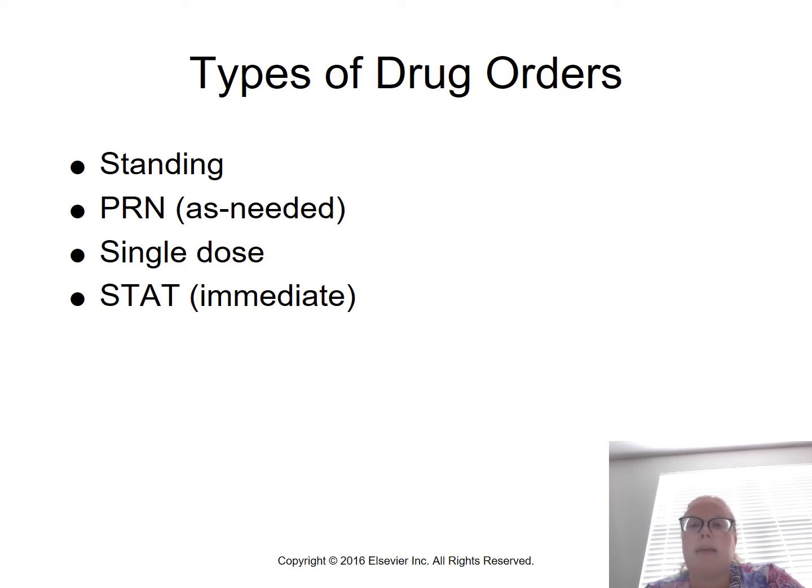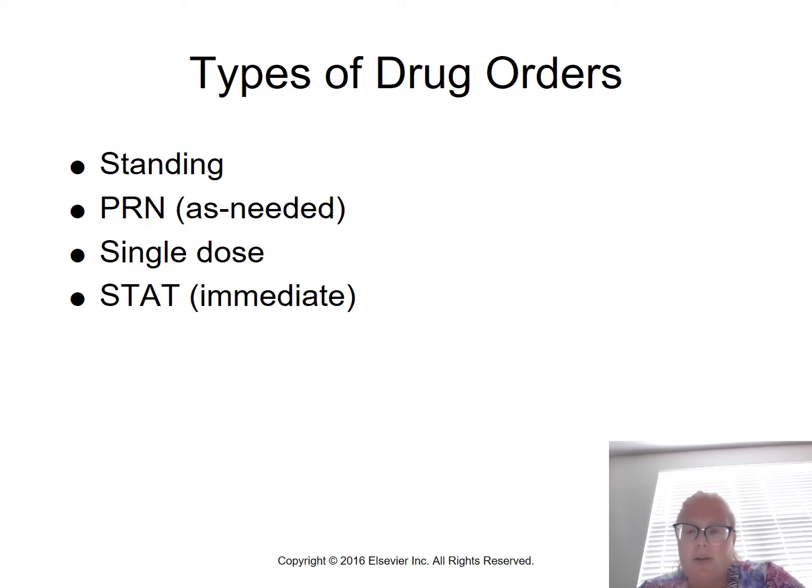Okay, there are 4 different types of drug orders, like I mentioned in our objectives. There's standing orders. These orders are written when a patient receives a drug on a regular basis. A PRN order is as needed. This is given to the patient as needed with a designated time interval between doses. Typical examples would be pain medications, medications for nausea, medications for fever, medications for constipation. These are just some examples of PRN medications that your patient might receive.